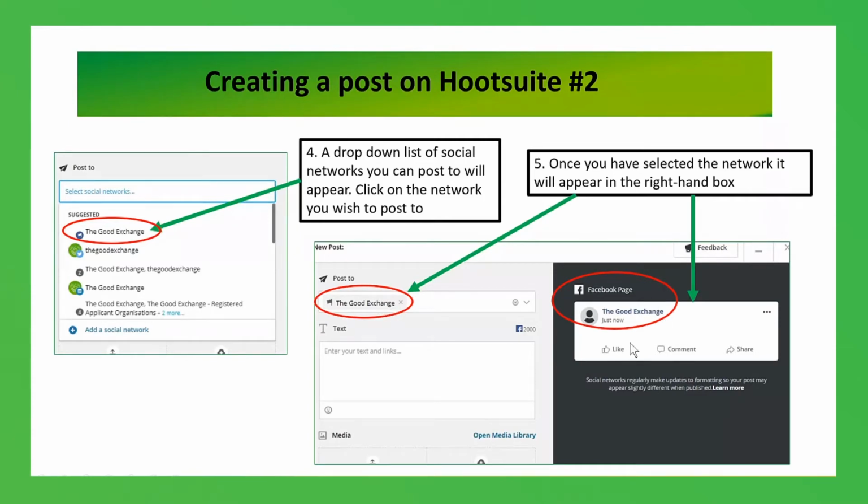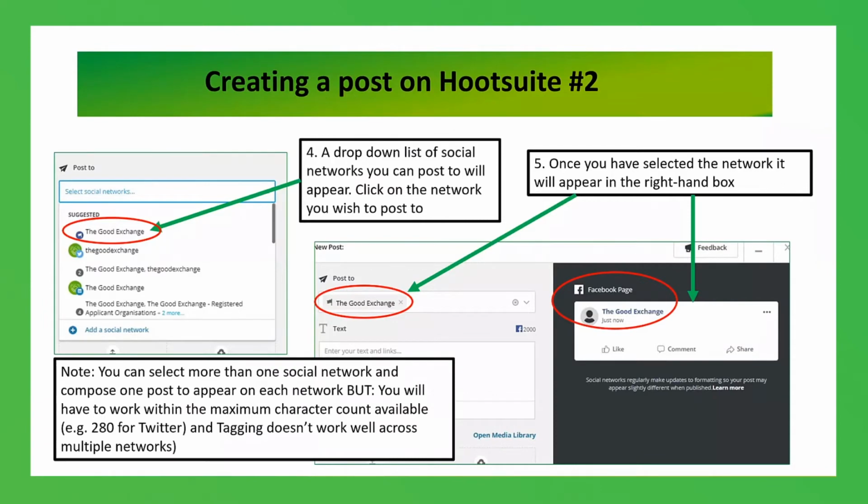This box will appear also on the right-hand side, and this basically will show you what your post will look like before you actually schedule it. You can select more than one social network and compose one post to appear in each network, but you will have to work with the maximum character limit that is available. So for example, for Twitter, it's 280 characters. And the tagging doesn't work as well across multiple networks. So what I would suggest is keeping the posts separate, especially when you're first using Hootsuite.